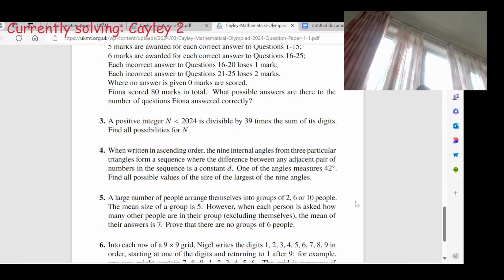We can split this into 3 or into 2 or into 1. So it could be 6, 24, 42, 60. No, it can't even be that. Okay, so we have this. What if D is 9? So 51, 42, 33, 24, 69, 78, 87, 96, 105.